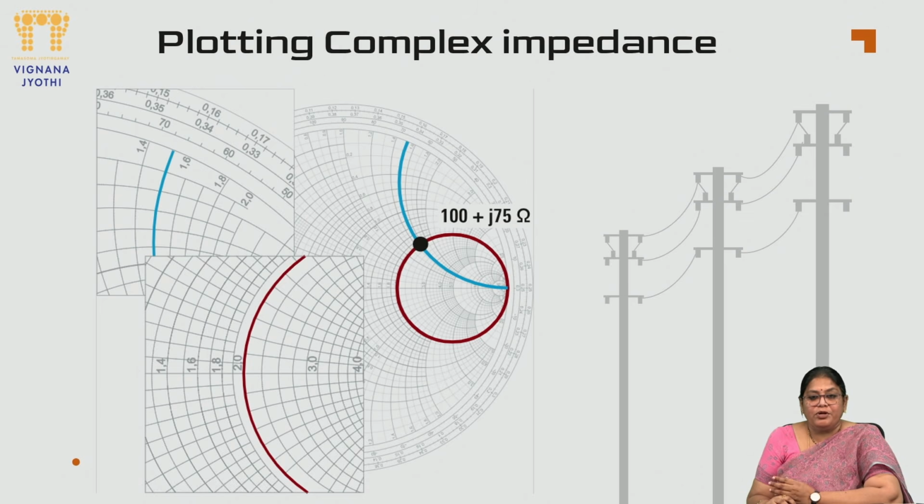So if I am asked to plot 100 plus J75 ohms on a Smith chart, how do I do that? I first normalize it. Normalizing means dividing this impedance value 100 plus J75 by 50. So 100 by 50 is basically 2.